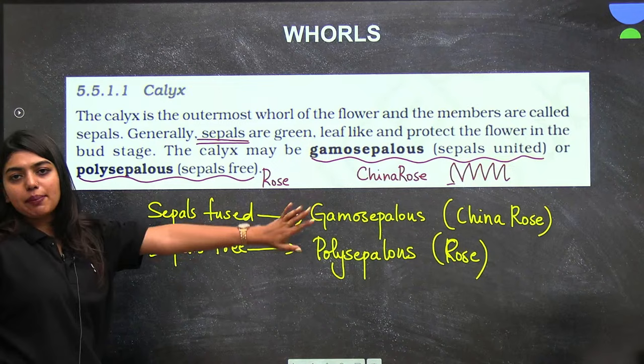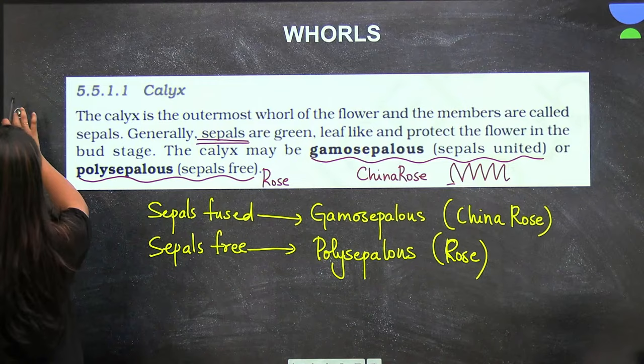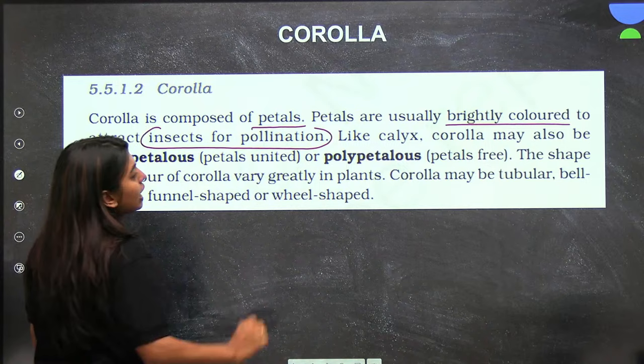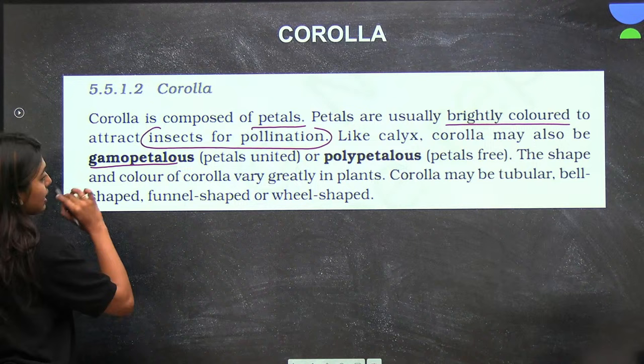We are going to the next whorl. Here again, we know corolla, the single unit is petal. Petals are usually bright colored. They basically attract the insects for pollination. Like calyx, corolla may also have gamopetalous and polypetalous. Gamopetalous means the petals are united with each other. Polypetalous means the petals are free.